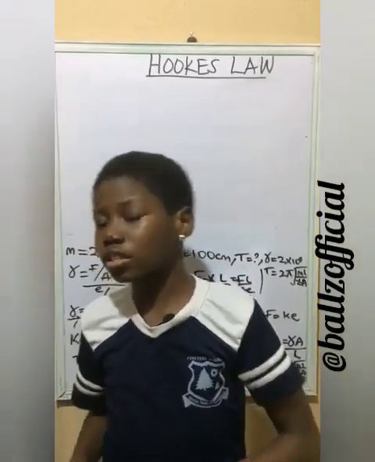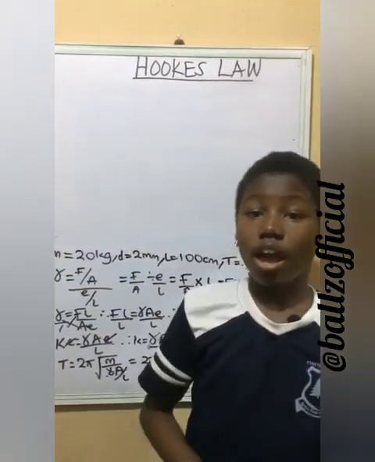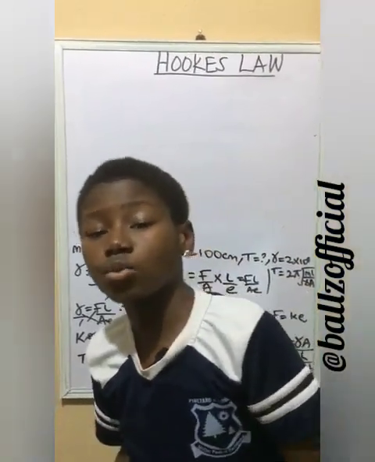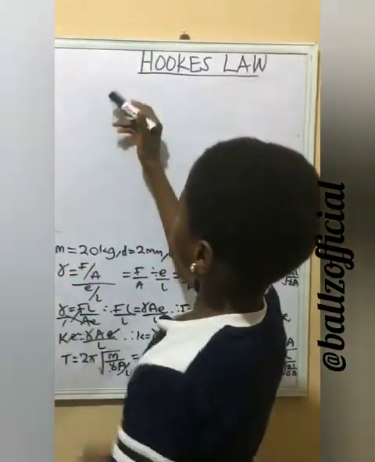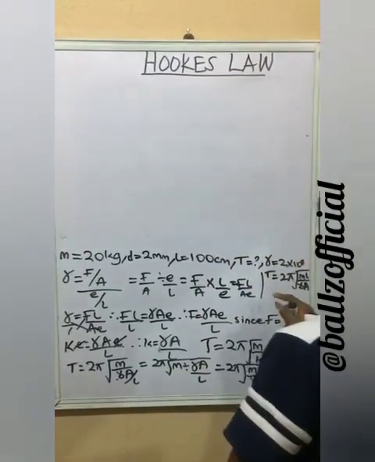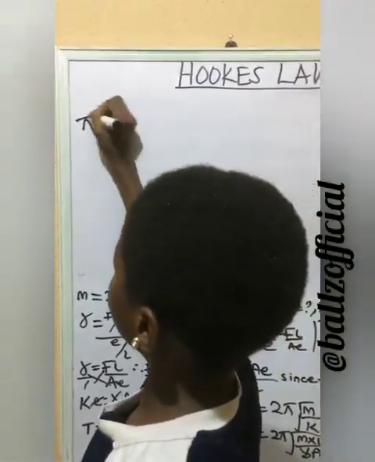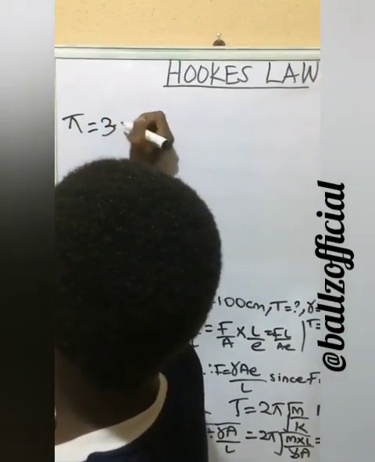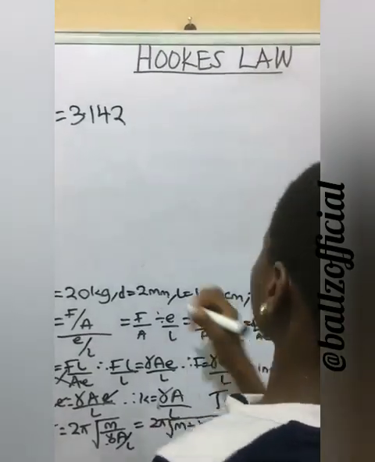This question is involving a rubber cord of diameter 2 millimeters, and we also know that a cord has a circular cross-section area. So we're going to substitute into this formula. I hope you know that pi is equal to 3.142. So we're going to substitute.